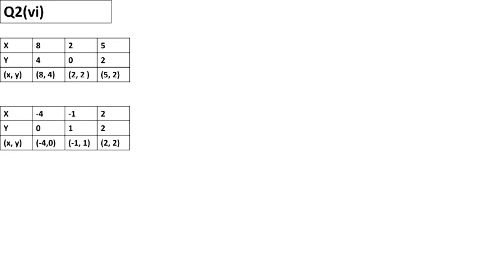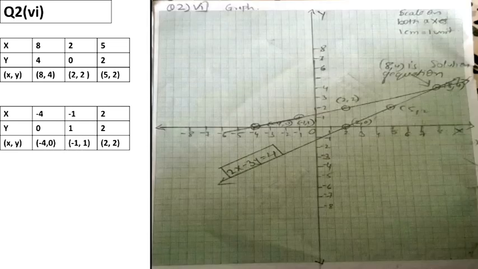With the help of this coordinate plotting on the graph, we get the graph. These two graphs intersect at 8 and 4. That is our solution of the equation.